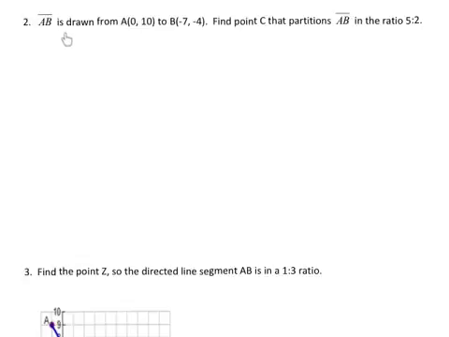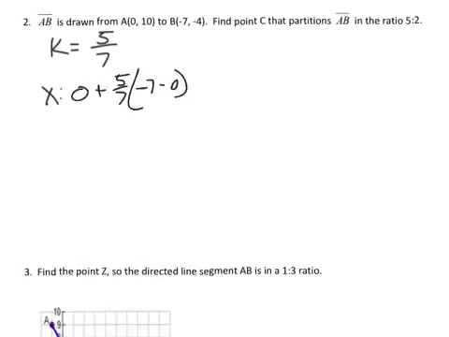So let's look at the next one. AB is drawn from (0, 10) to (-7, -4). So A is the beginning. Find point C that partitions it in the ratio of 5 to 2. So again, the ratio is 5 to 2, which means the scale factor is 5 over 7. And then you do the process again. For the x values, my starting point is 0, and my difference is -7 minus 0. So 0 plus 5 over 7, the scale factor, times -7 minus 0. So I get 0 plus -5, so the x value is -5.